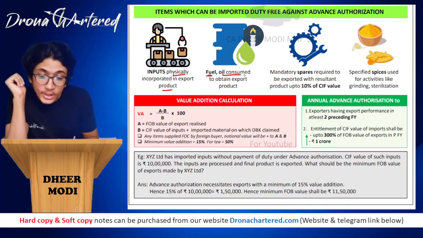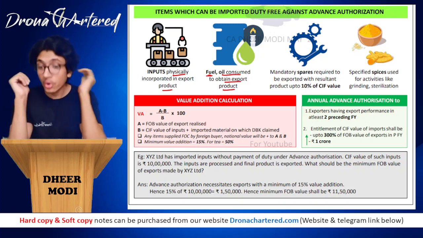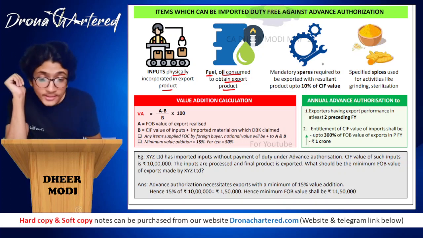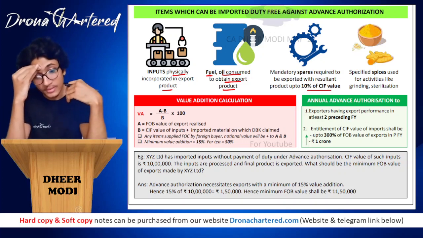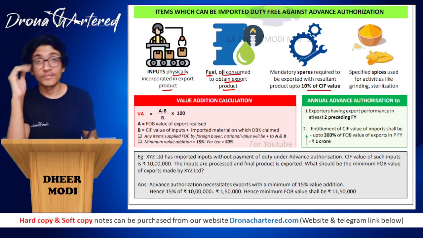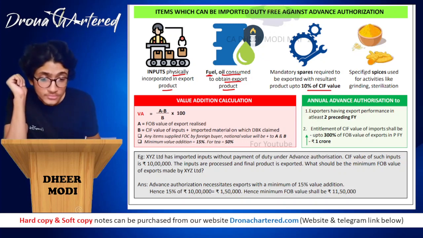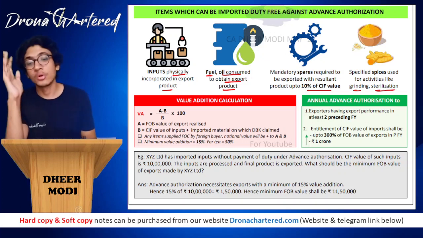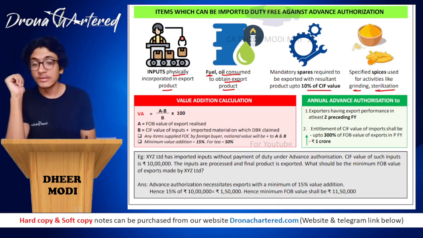Next is your fuel, oil consumed to obtain the export product. To obtain the export product, all of that will also be allowed. Next is your mandatory spares required to be exported with resultant product up to 10% of CIF value. So if there are any spares that are required to be exported with the product, that is also allowed up to 10% of your CIF, that is your cost, insurance and freight value. Specified spices used for activities like grinding or sterilization, that will also be allowed. So these are the items which can be imported duty free, provided you have taken your advance authorization.